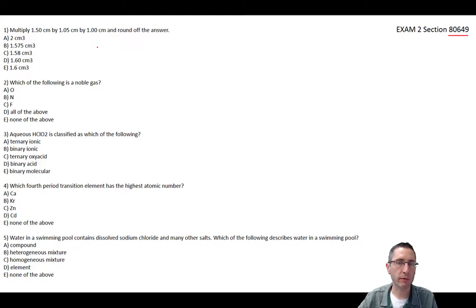This is Form A. If you have Form B of the exam, it's the same questions, just a different order, but all the same questions. So let's start with the first one here.